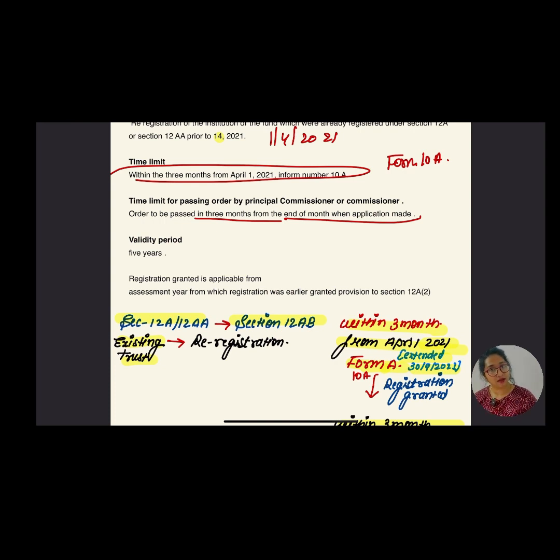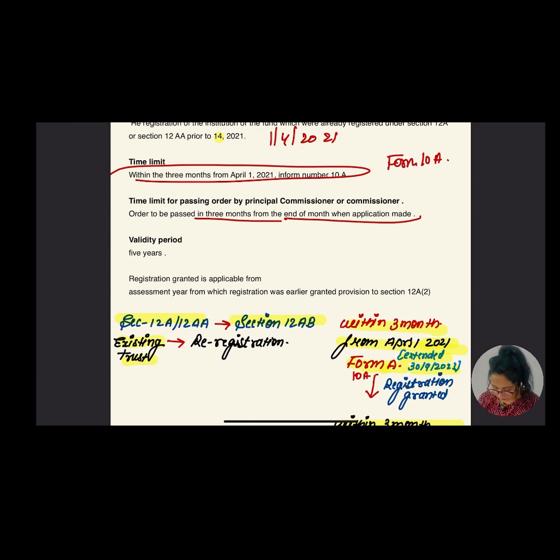In March, the trust has applied for registration. So from the end of that March, the next 3 months, which are April, May, June. Within that time period, within June, the principal commissioner is going to grant the application. Hope this point was clear. What was the form number?